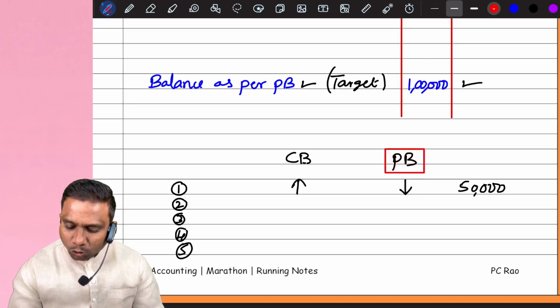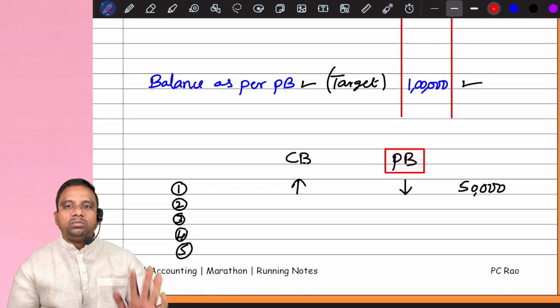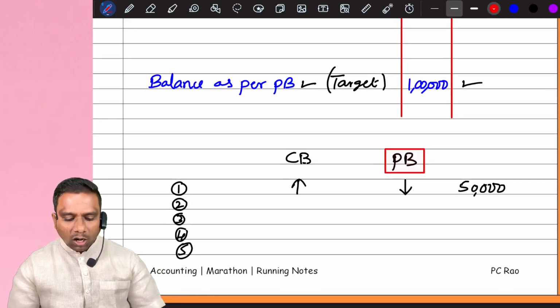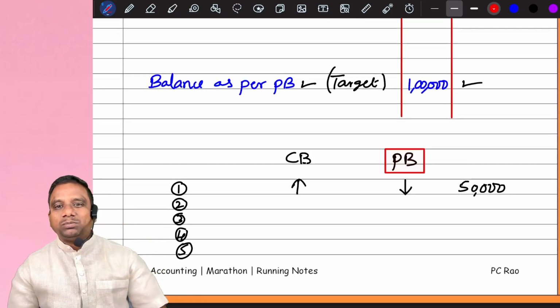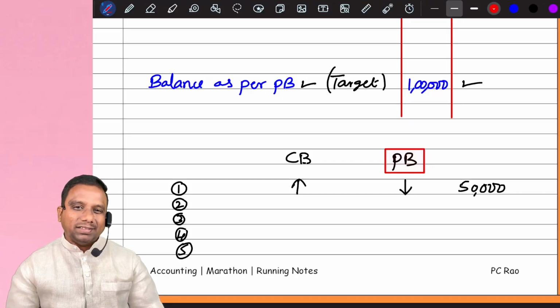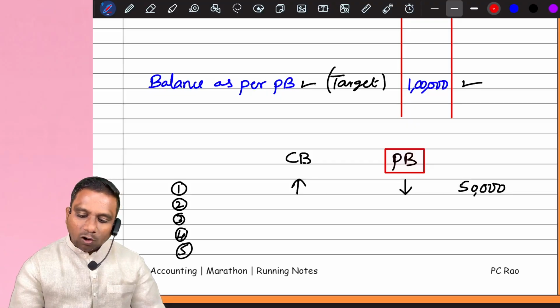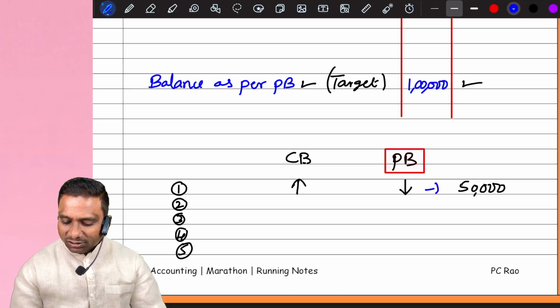Sir, we need passbook balance, sir. Very good students. Sir, I need passbook balance. Yes. Now, upward arrow means plus. Downward arrow means minus. Here, passbook is showing downward arrow. So, what I will do is minus.